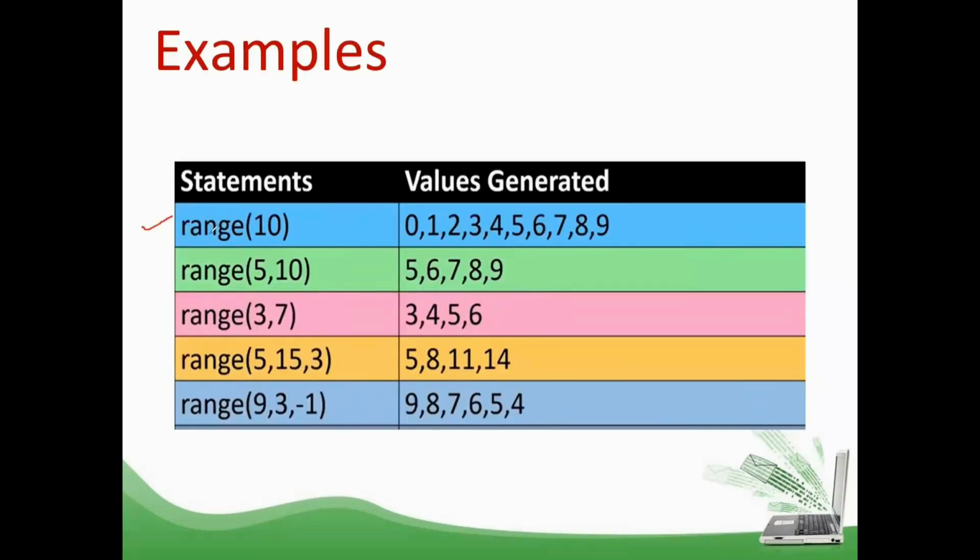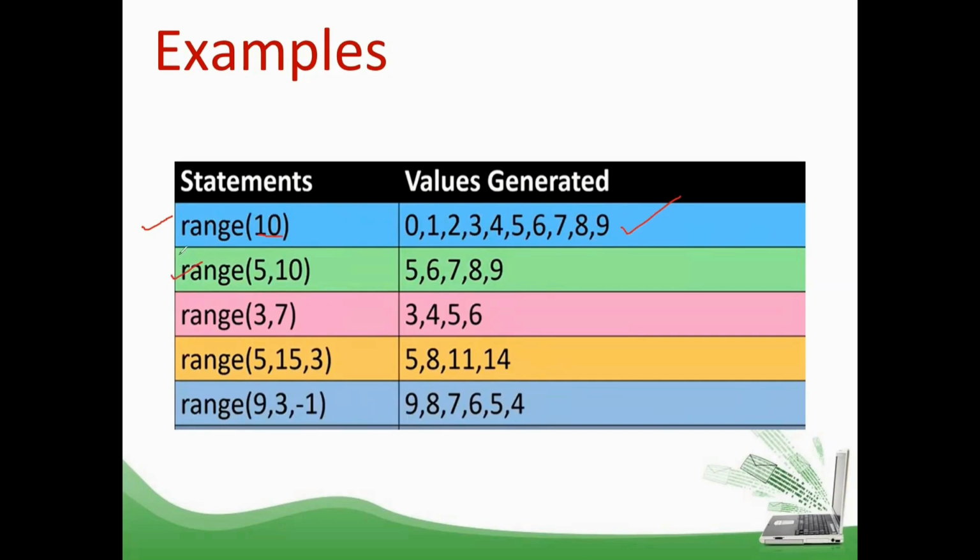Examples of the range function. We have range(10). This 10 is the ending value. The starting value is not mentioned here, and the step value is not mentioned here. So by default the starting value is 0 and the step value is 1. That's why it printed 0, 1, 2, 3, 4, 5, 6, 7, 8 and 9. The last value is never included in the range function.